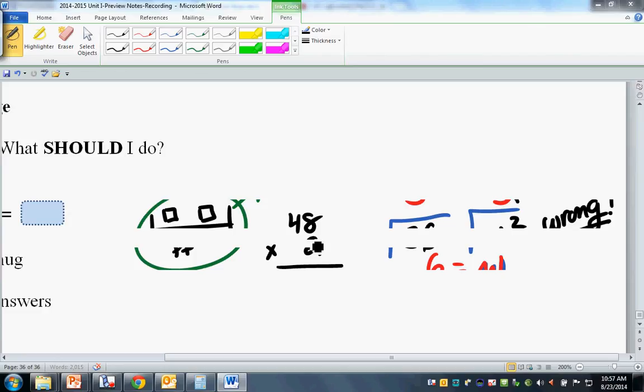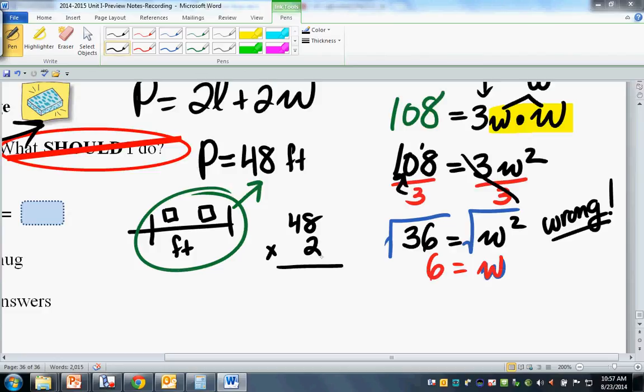If you're doing single-digit multiplication, please get in the habit of doing it by hand. It's good for the brain. So 2 times 8 is 16, carry the 1. 2 times 4 is 8, plus 1 is 9. So 96. So I need 96 plants.